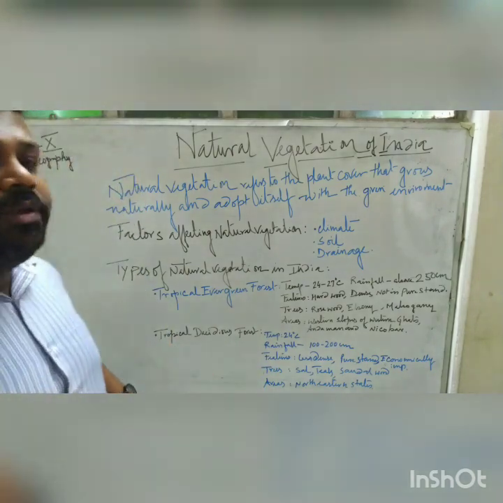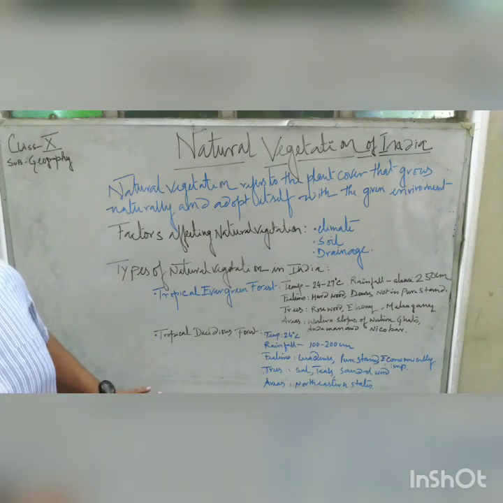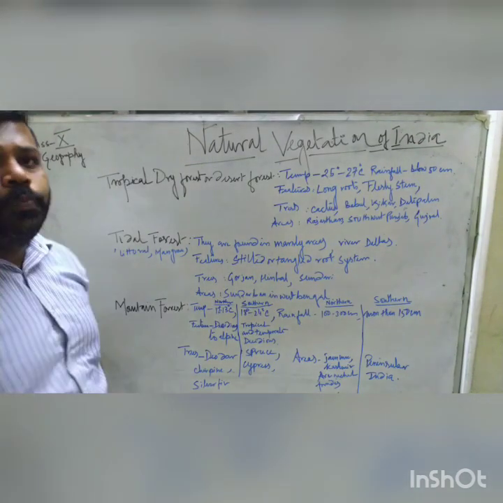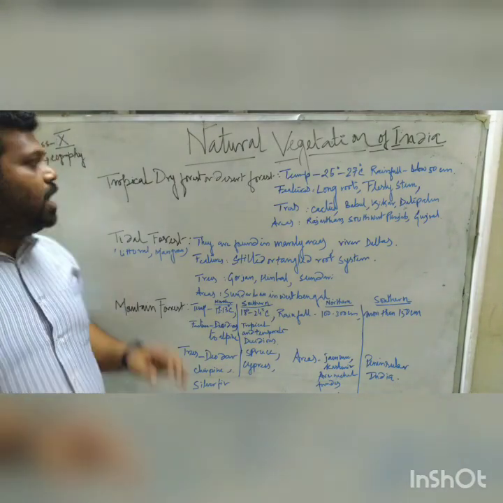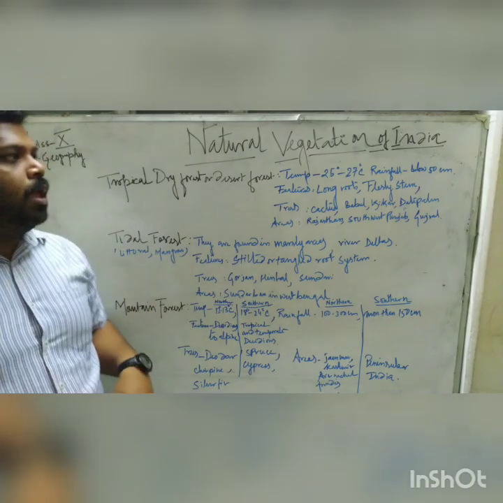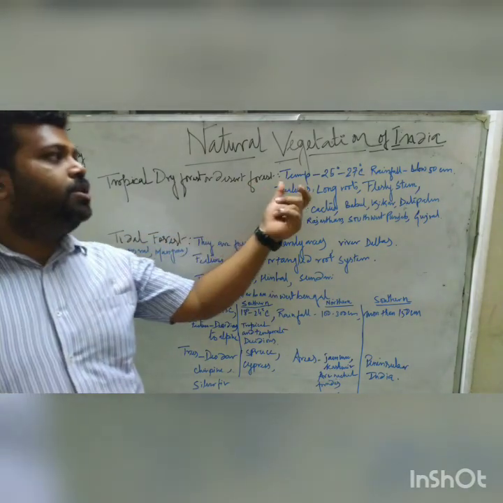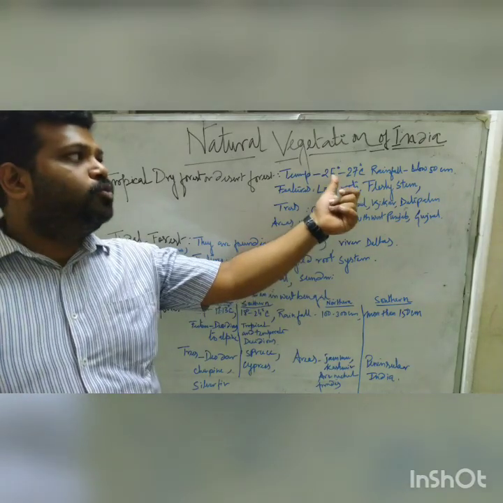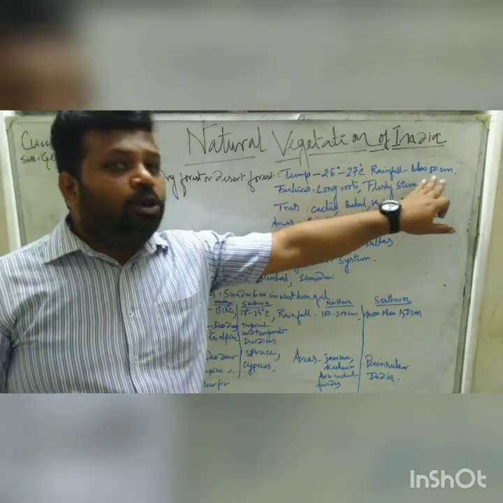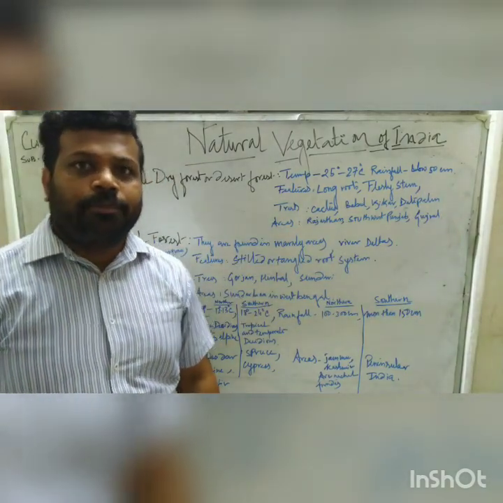Next, we will go to the tropical dry forest or desert forest. So, now we will read about the tropical dry forest or desert forest. This forest is found in the temperature range between 25 to 27 degrees centigrade, with rainfall below 50 centimeter. So you can see it is a very dry area.